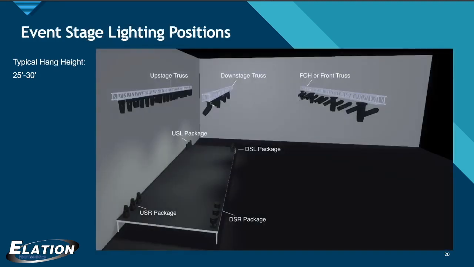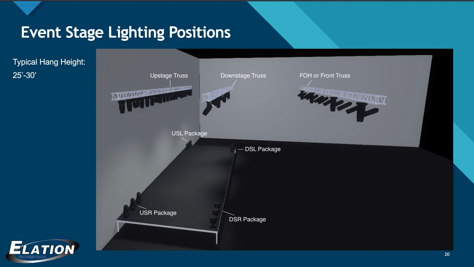And then we have event stage lighting positions. These are typically mobile or temporary systems, but can be installed as well. And they are going to use a truss system, again, because of that temporary nature. The typical hang height in an event stage is 25 to 30 feet, depending on the roof, if you're outside, inside, things of that nature. When we're dealing with truss in a small system, we're not going to number it. We're just going to call it by its location.